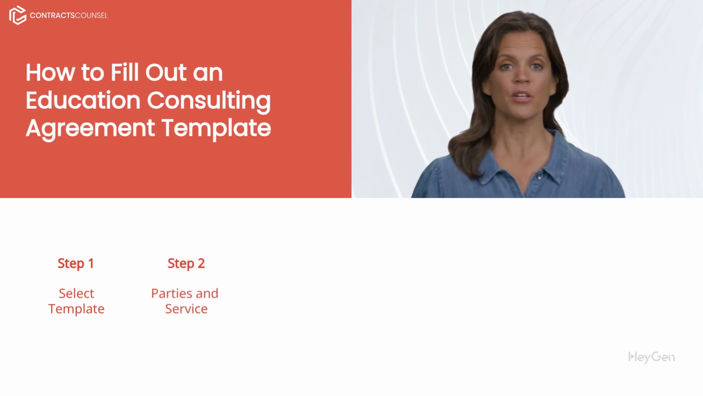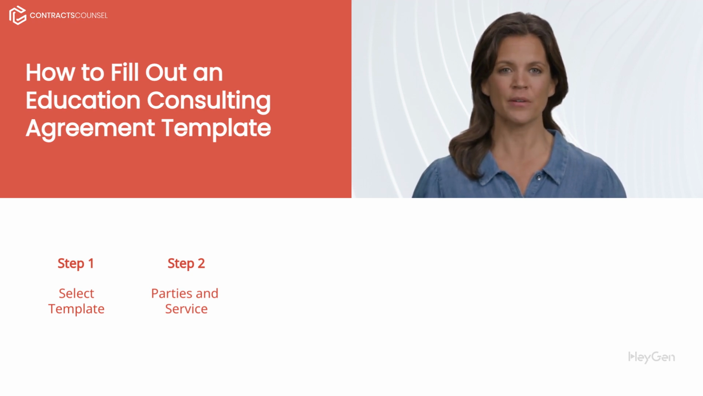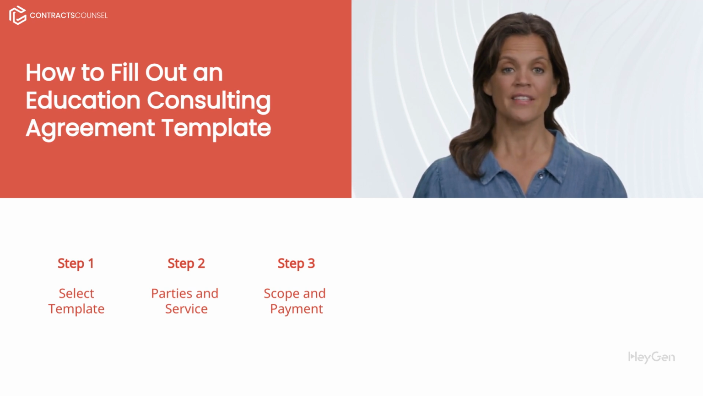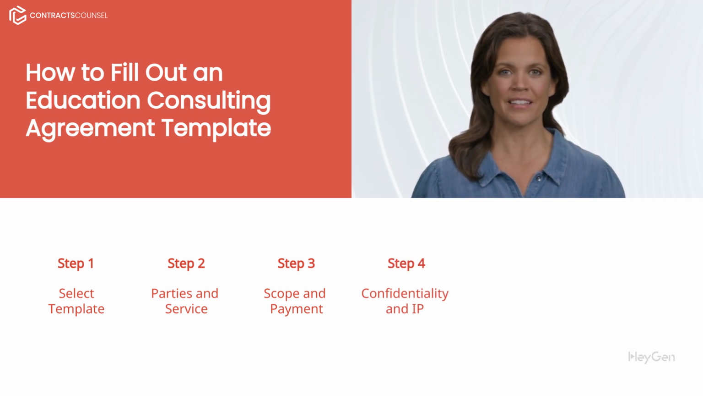Step 2. Enter parties and service details. Begin by entering the date of the agreement, followed by the full legal names of both the educational institution and the consultant. Step 3. Define scope of services and payment terms. Clearly outline the services to be provided and specify the agreed-upon payment structure, including any fees or additional expenses. Step 4. Include confidentiality and intellectual property clauses. Add clauses on confidentiality to protect sensitive information and outline ownership of any materials or intellectual property created.